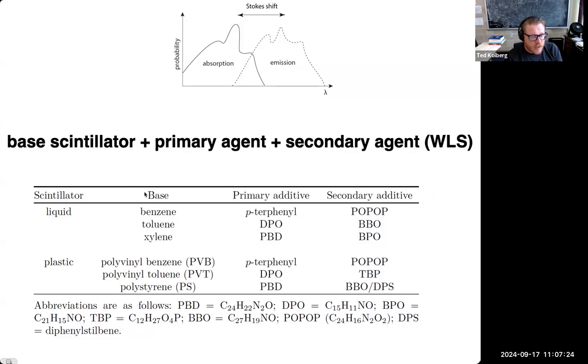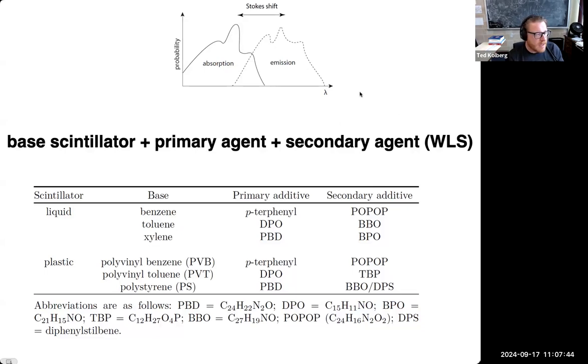This can include also liquids, although most of these liquids are not very pleasant to be around. And then you add a primary agent and often a secondary agent to sort of play with the absorption and emission peaks and get them into the desired spectrum of wavelengths. So this is a super powerful technology.